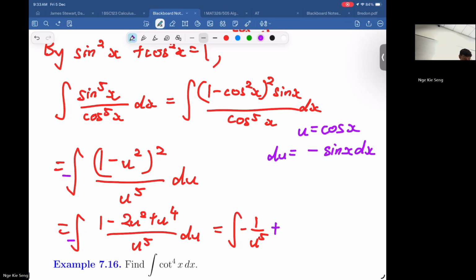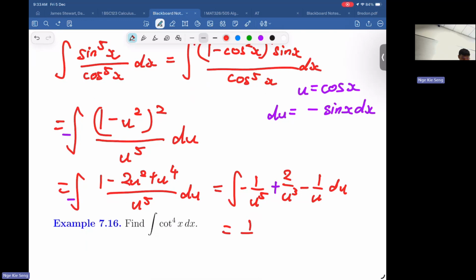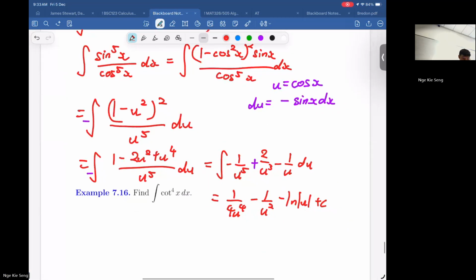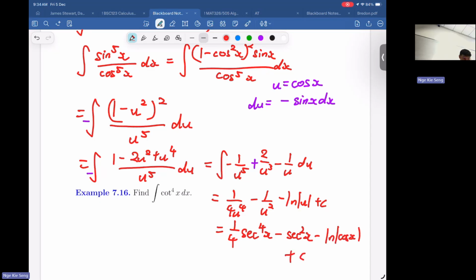So altogether you get 1 over 4u to the 4 minus 1 over u squared minus ln absolute value of u plus c. So you get 1 over 4 secant to the power 4 of x, minus secant squared x, minus ln of cos x.